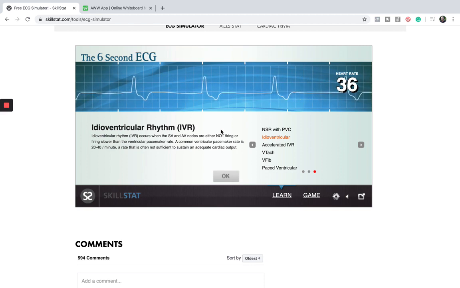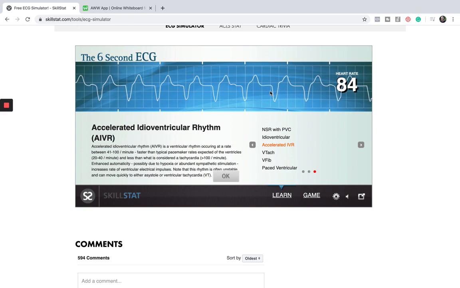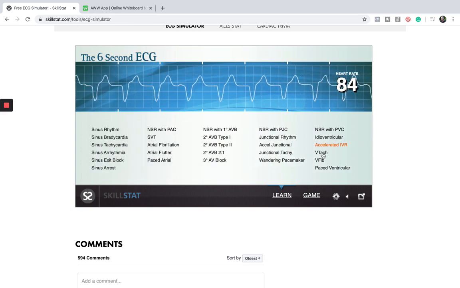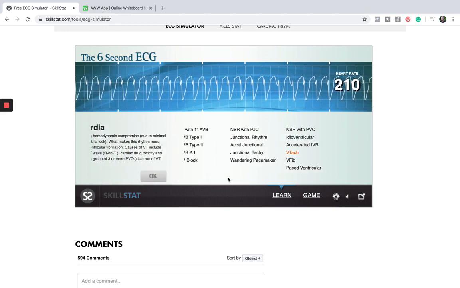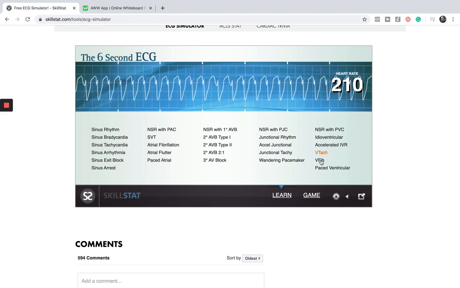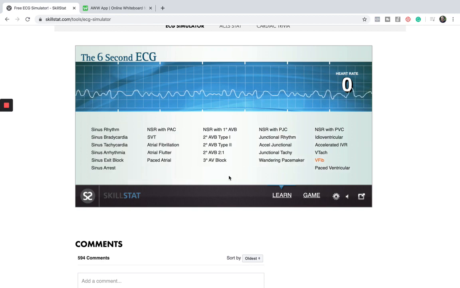Here it is. You get a big, wide rhythm, a big, wide QRS. Now, if that gets accelerated, it just goes up to 40 to 100. Now, VTach, you're going to die. Well, the odds are it's a coin flip if you're in cardiac arrest at this point. And then VFib means you are dead, 100%. And asystole is the next point.